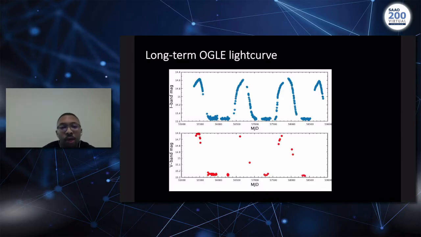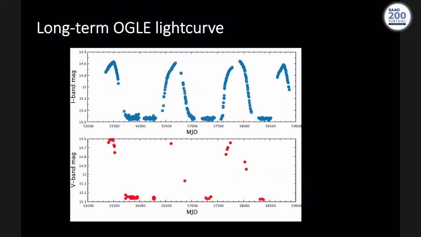The thing that got us interested in this source is this remarkable long-term OGLE light curve taken over a period of about 10 years. The top panel shows the I-band magnitude variations, and the bottom panel shows the V-band variations. As you can see, they have huge outbursts with amplitudes of about 1 magnitude in the I-band and about 0.6 magnitude in the V-band. These occur regularly with a recurring timescale of about 1,200 days, and they last for about 700 or 750 days or so.